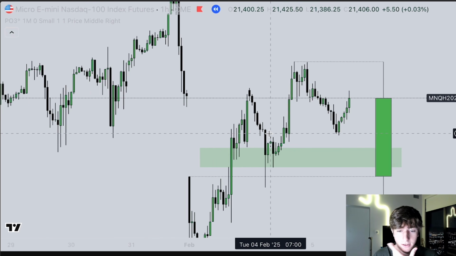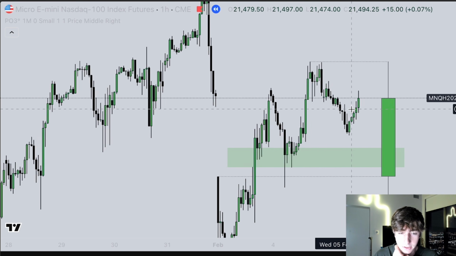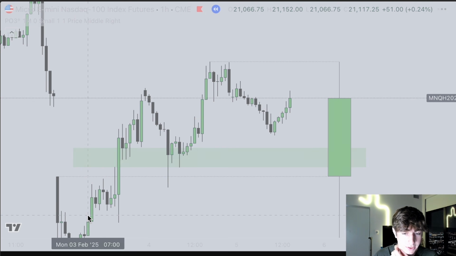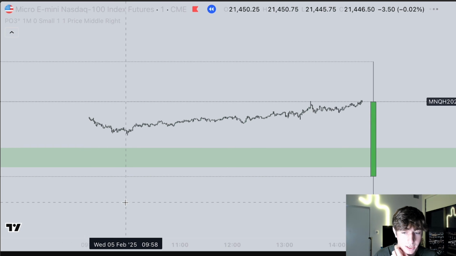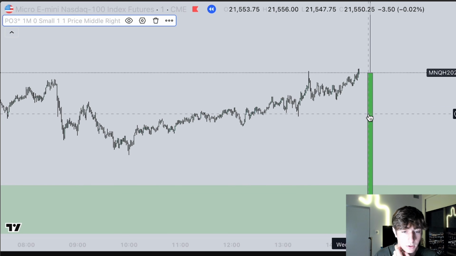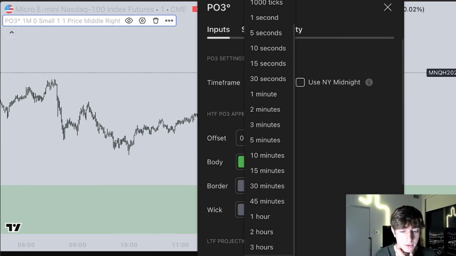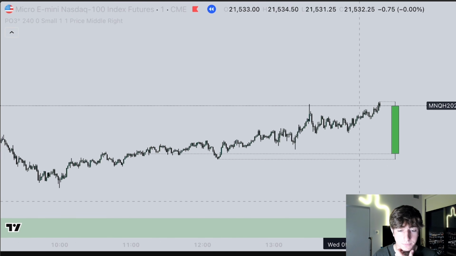But again, on the hourly, clearly trending bullish here. Let's go back to the lower time frame and go to the market open. We're also going to flip this back to the 4-hour candle.